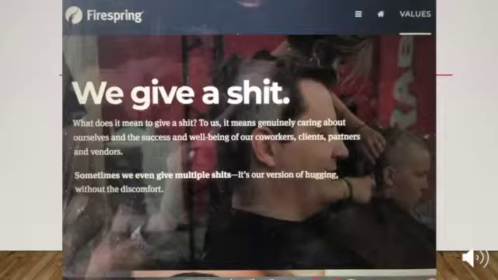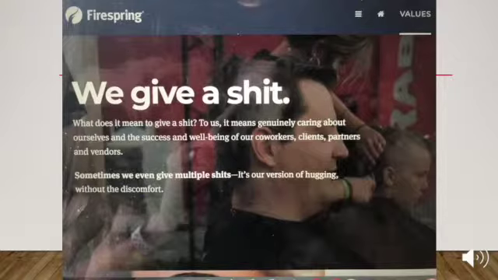One of the companies that I admire is a company called Firespring, and this is their core value. One of their 3 core values is we give a shit. And so it means genuinely caring about ourselves and the success of our coworkers, clients, partners, and vendors. This is kind of out there, maybe more of a millennial mindset, but when you say this core value, it means that you actually are putting in a lot of effort to further the interests of the mission of the company.